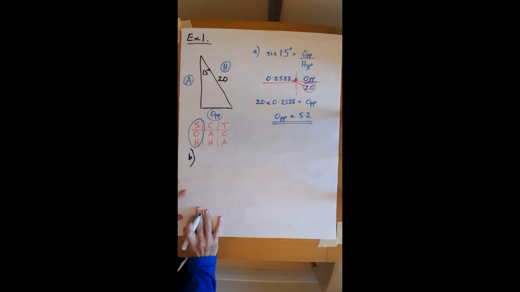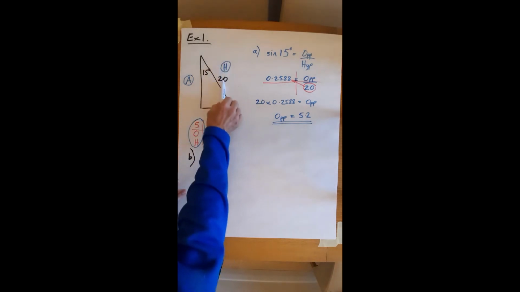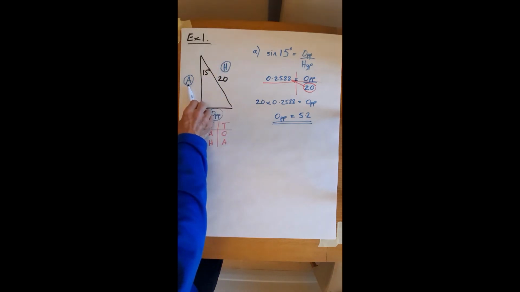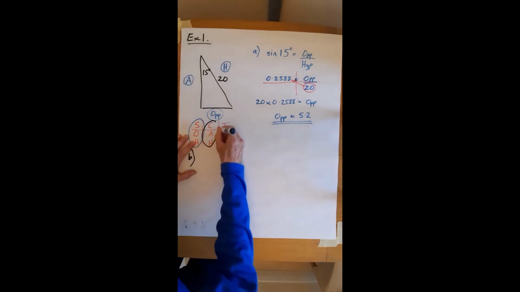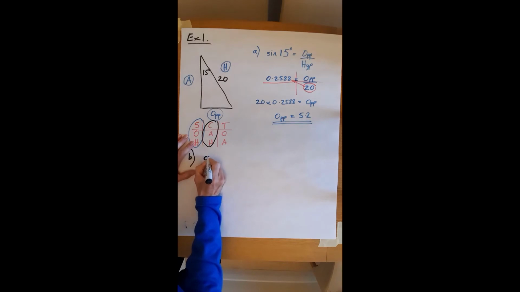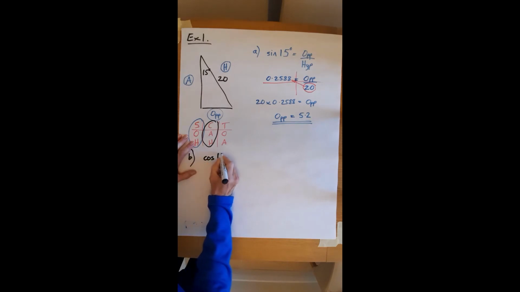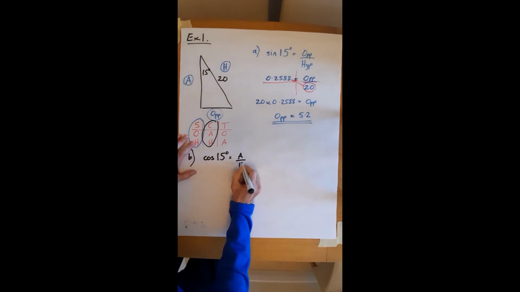So on part B, you're asked to find the adjacent, which is this one. So I want to find the adjacent. So we need the formula that contains what you know, H, and what you want to find, A. The formula this time is going to be this one. Which one of these three contains the letters we want? A and H. A and H are here. So we would write cos, the angle you know, is A over H, adjacent over hypotenuse.